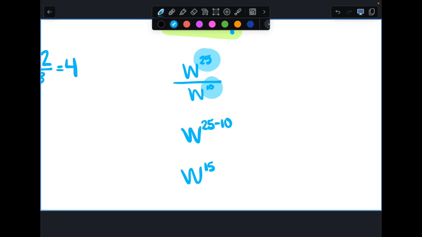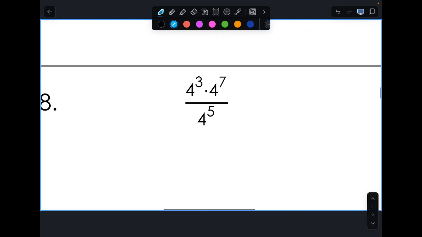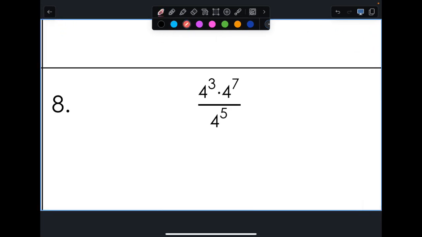Now, each one of these rules is very, very simple when they are on their own. Where this type of unit gets harder is where you're starting to combine all of the rules. Now, if you look at number 8, this is a combination of two different rules. You have to take care of that numerator first before you can do anything with the denominator. What are we doing here with the numerator? What rule would we apply here? Product. The product rule.